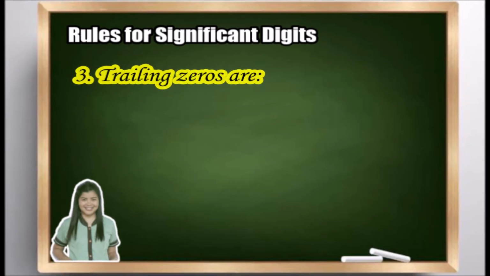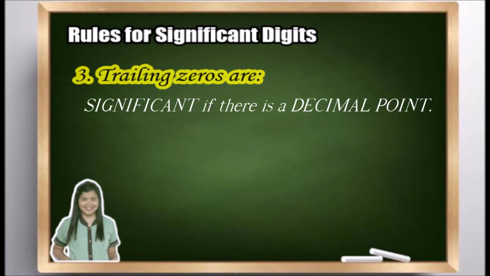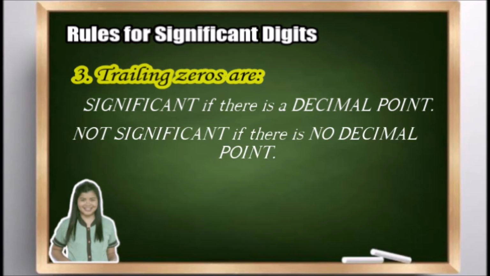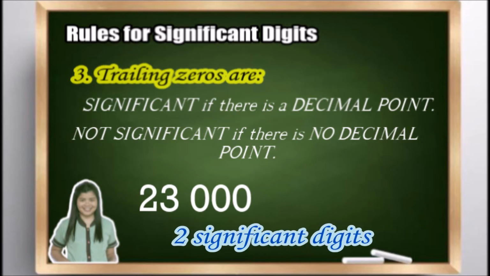Next rule, we have trailing zeros are significant if there is a decimal point, while not significant if there is no decimal point. By the way, trailing zeros are a sequence of 0 in the decimal representation of a number. For example, we have 23,000. So in this number, there are trailing zeros, but it does not have a decimal point. So therefore, the trailing zeros here are not significant. So only digits 2 and 3 can be counted as significant. So there are 2 significant digits in 23,000.